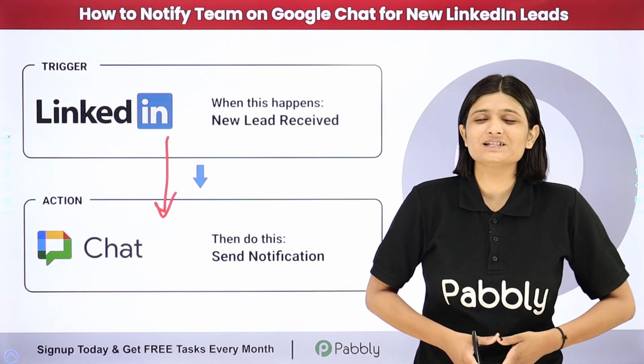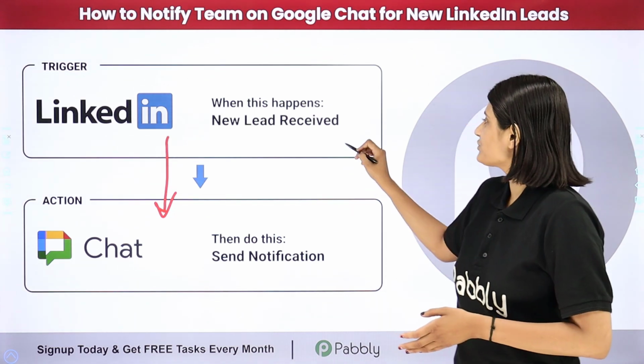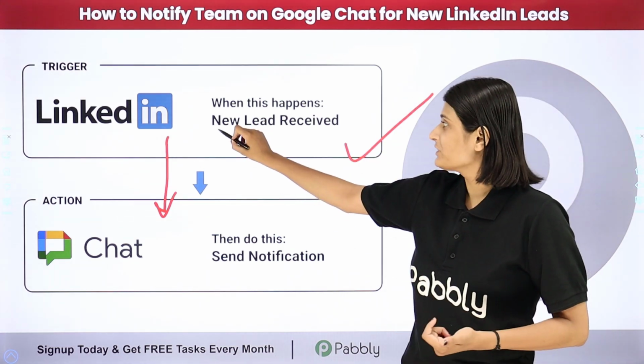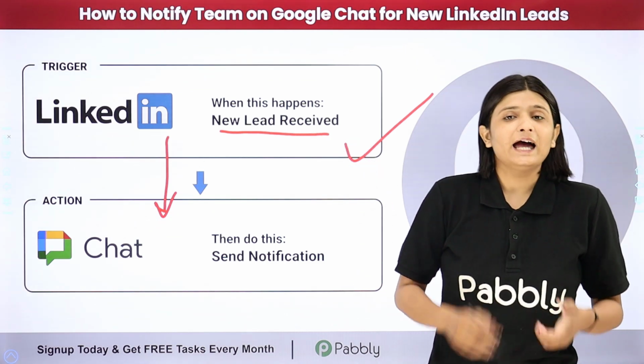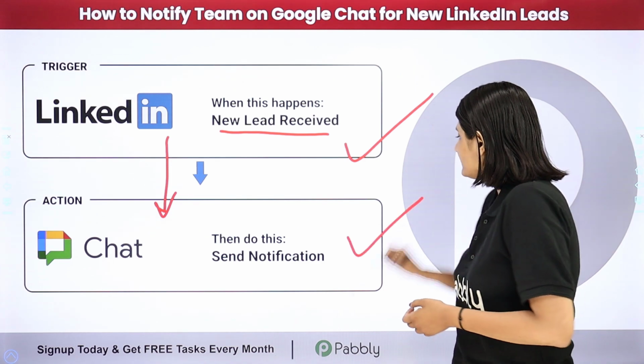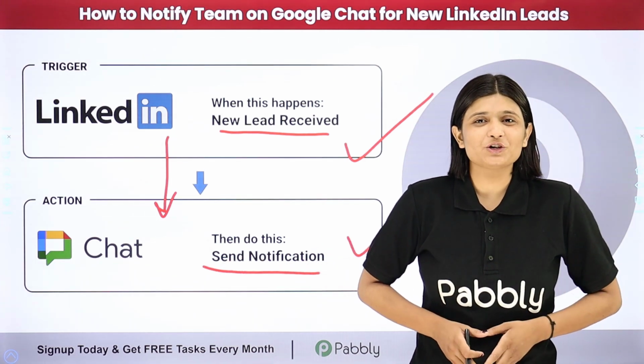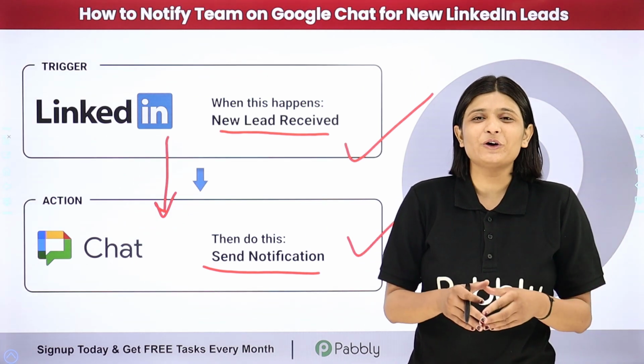Pabbly Connect runs on two principles, which are trigger and action. Here as my trigger application, I'm going to take LinkedIn lead generation form, from where I will receive a new lead, and then in my action application, I'm going to take Google Chat, where all these details will be shared automatically. If you want to learn this amazing automation step by step, then let me take you all to my screen.